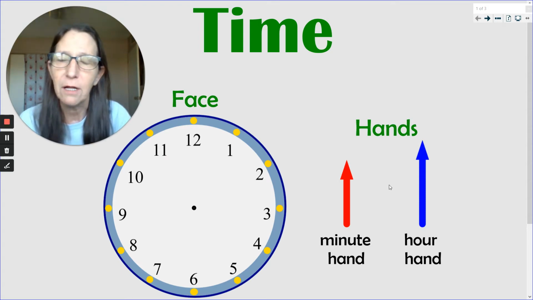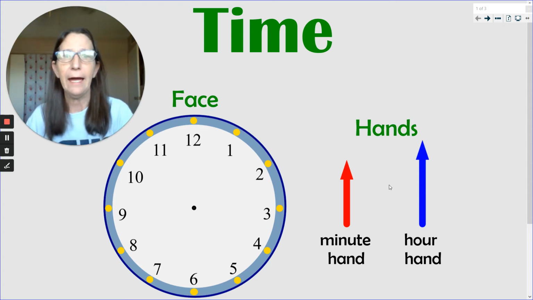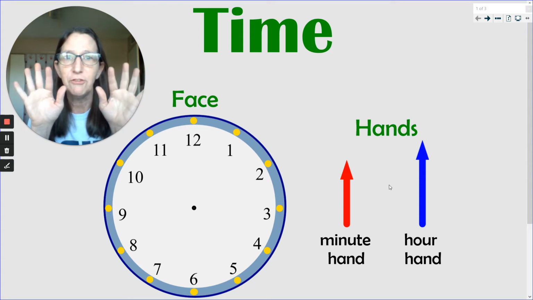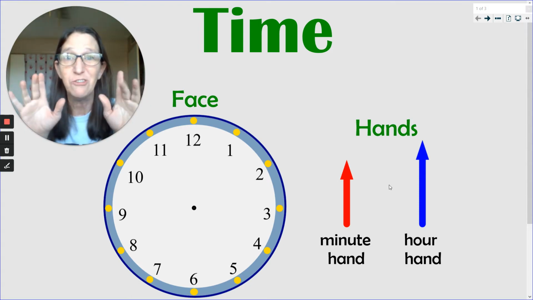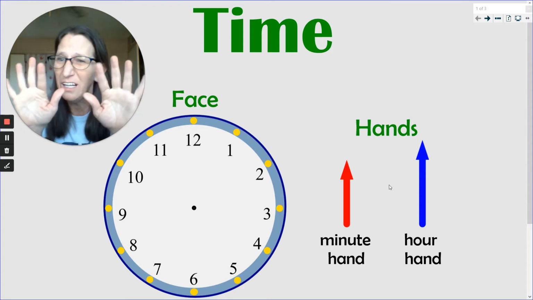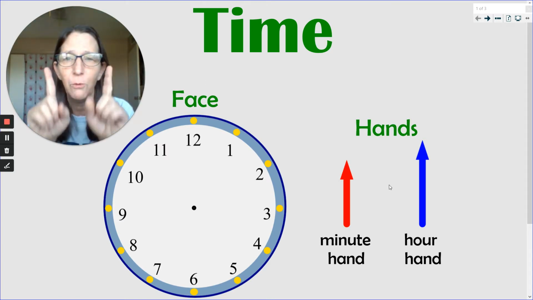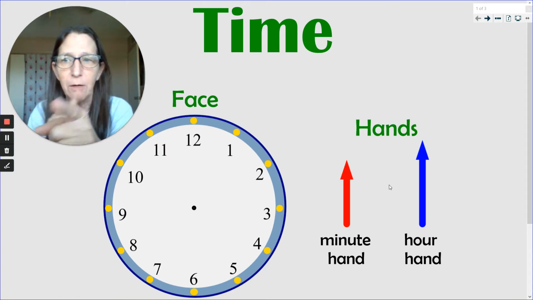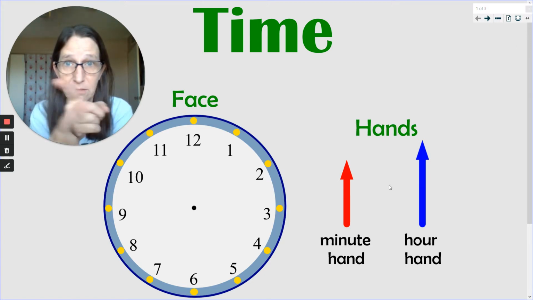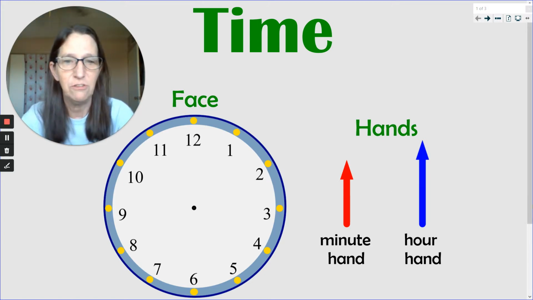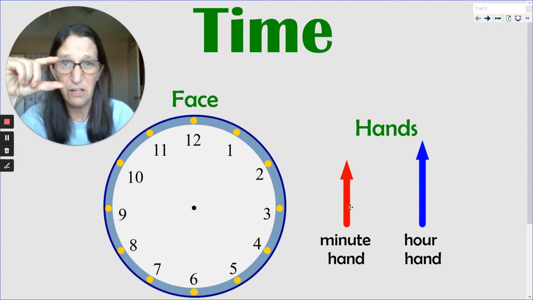Now, the other part of the clock that you need to know are the hands. I know, we have 2 hands. Well, guess what? A clock has 2 hands also. They don't look a lot like our hands, though, do they? But that's okay, because they do the same thing. We can use our hands to point to things, can't we? Do you point at stuff with your hands? Well, that's what these hands do. These hands point at different times on the clock. Now, there's 2 different sizes. There's a little hand that's shorter than the other one.